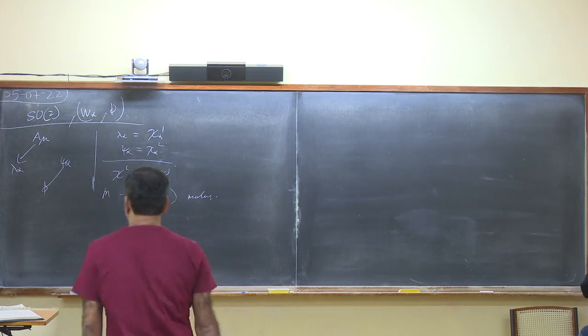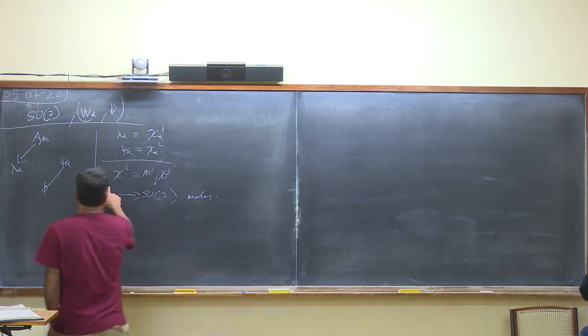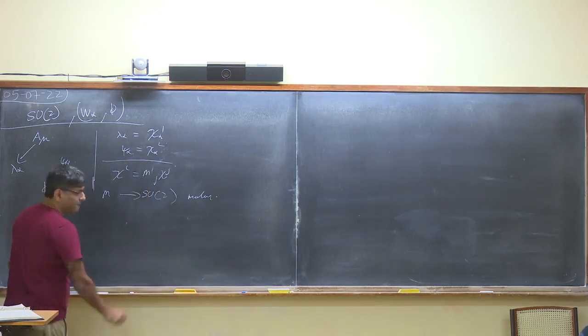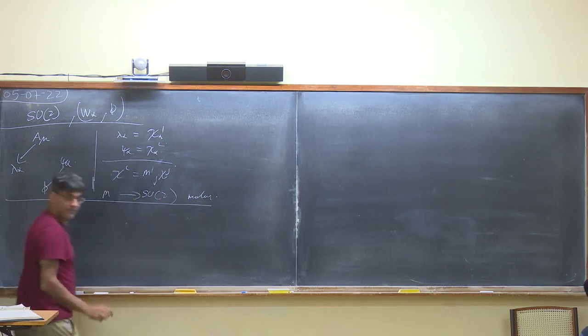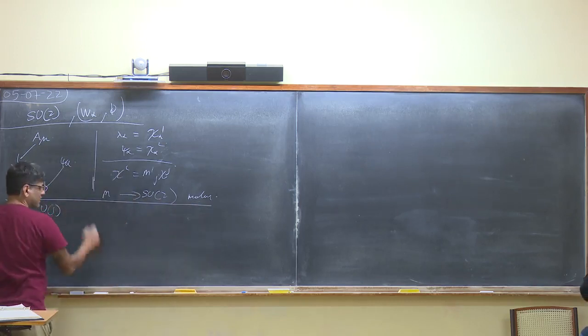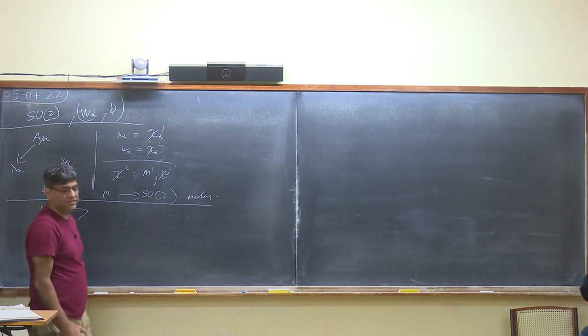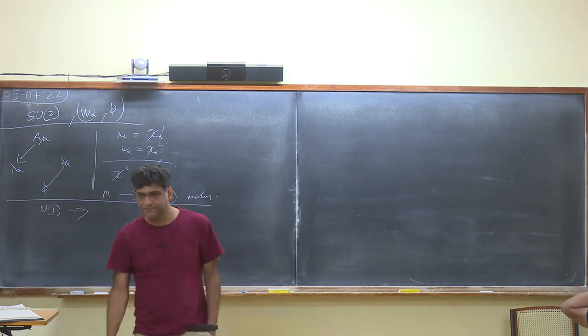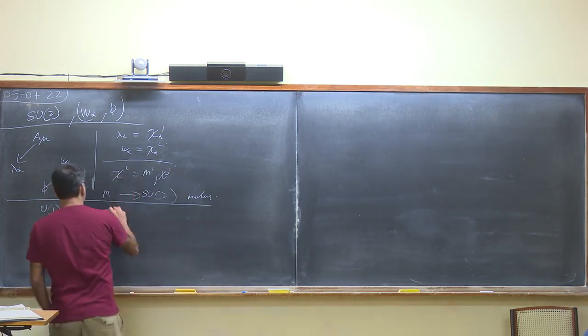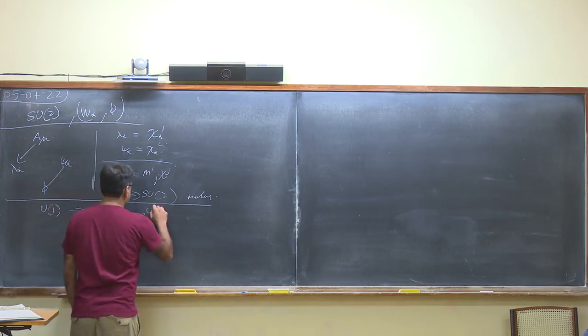Classically speaking, there was another symmetry of the theory, which was a U1 symmetry, and that U1 symmetry was just the symmetry of phasing the field phi. So phi goes to e to the power i alpha phi.